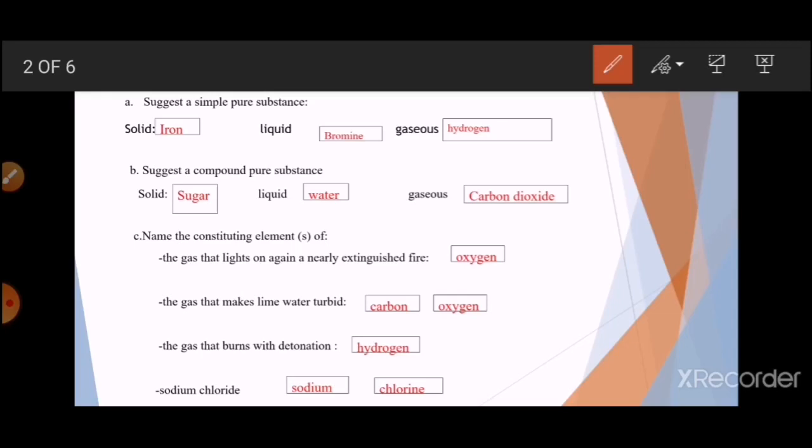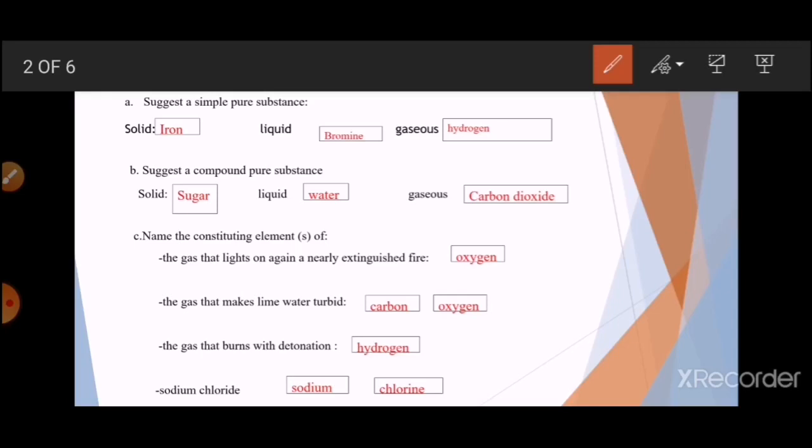The second one, you have to suggest a simple pure substance in the liquid state. As we learned before, bromine is a simple pure substance in the liquid state. You can write also mercury. It is the only metal that is liquid at room temperature. A simple pure substance in the gaseous state, you can choose any gas such as hydrogen gas, oxygen gas, nitrogen gas, helium gas. All of them are correct.